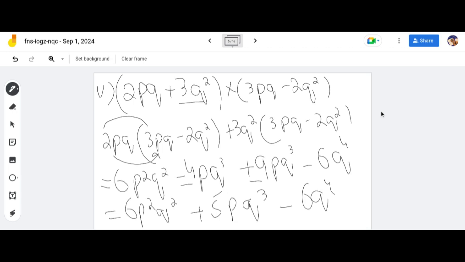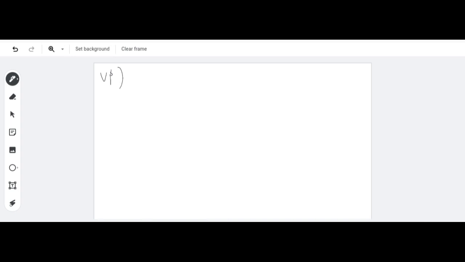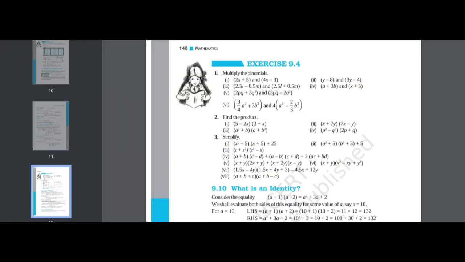Okay, understood? Yes, ma'am. Now the sixth part, the expression we can solve this. It seems difficult, but it is just a longer expression. Okay, let me do this. This is the sixth part. We have 3 by 4 a square plus 3b square. This is the first term. Then the next term we have the value 4.